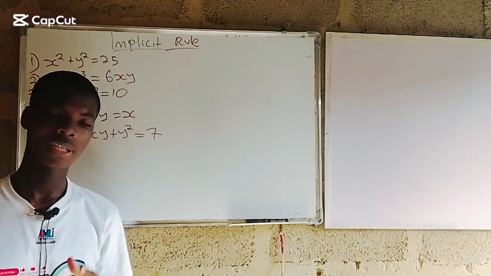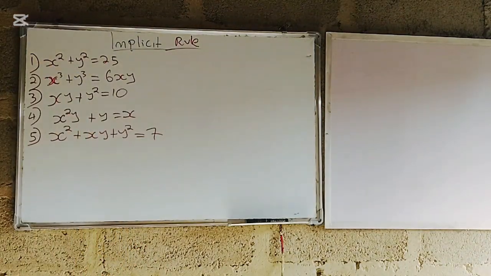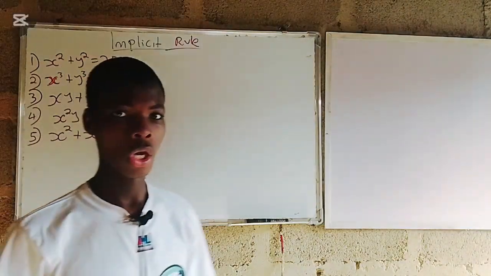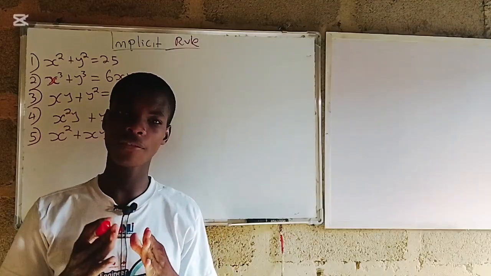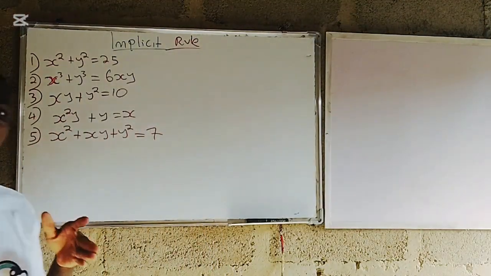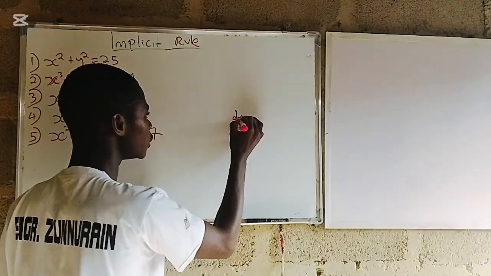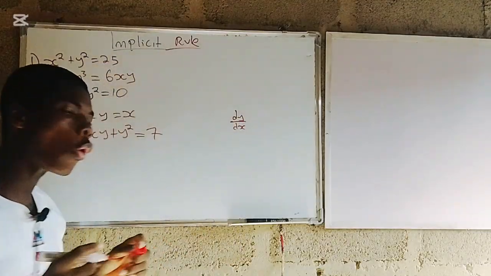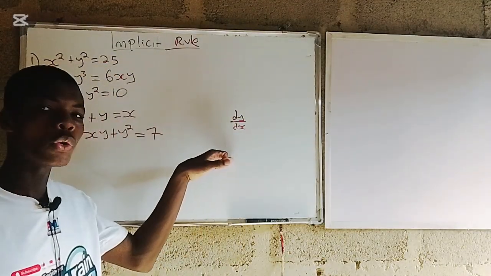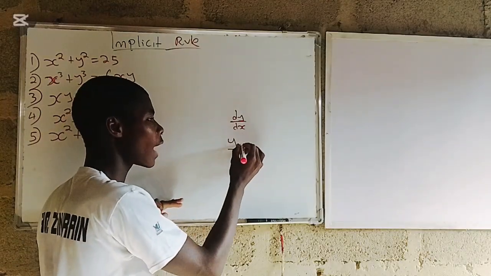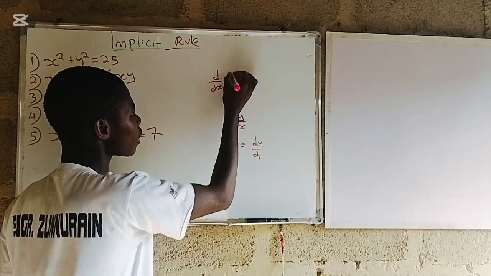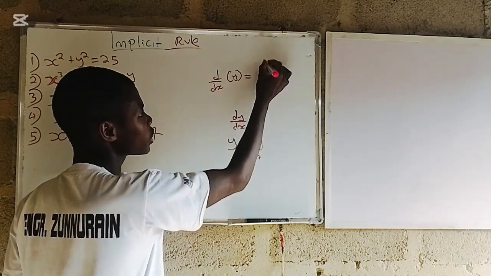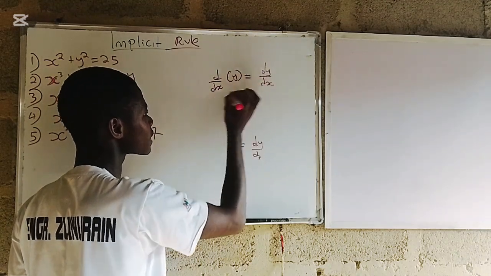Still under calculus implicit rule. So how can we solve these 5 problems using the implicit rule? You have to first take note that in implicit rule, whenever you differentiate a term that is contained in y, you have to add dy by dx. Or whenever you differentiate only the value of y, it's the same thing as dy by dx. Suppose d dx of y, this should now be dy by dx.